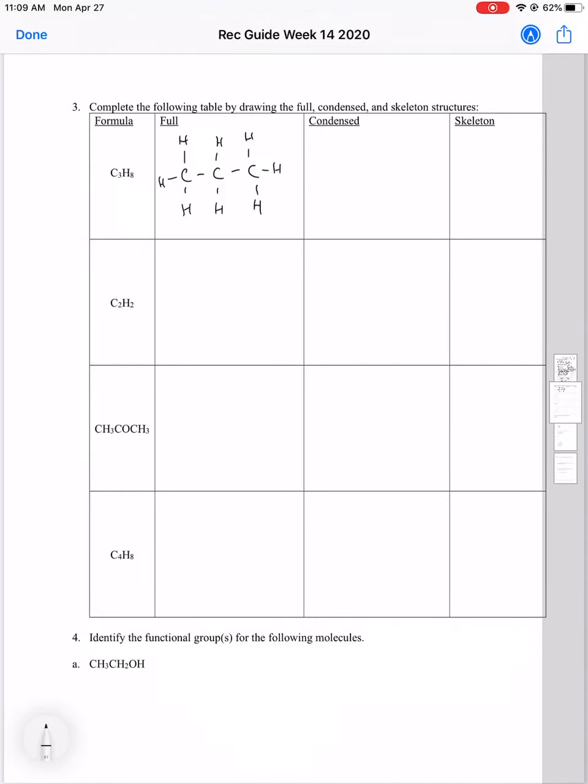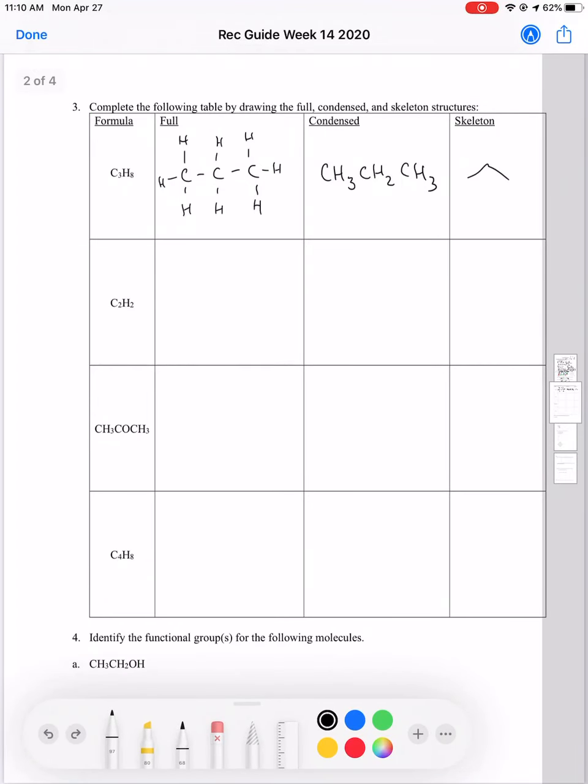And then we will need to draw the condensed structure. So we have CH3, CH2, CH3. Then our skeleton structure, remember our hydrogens are implied, so we just need to make sure we add our 1, 2, 3 hydrogens. And that's our skeleton structure, which the dots don't need to be there, but that was just to show you where they were. So there's our skeleton structure.